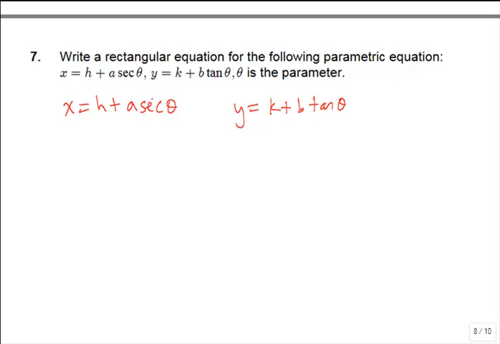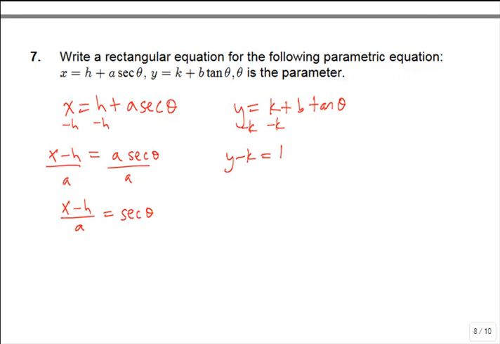So here's what we're going to do. To isolate this secant theta, let's move the h over to the other side. So this becomes x minus h equals a secant theta. And then I could divide both sides by a. So we have x minus h over a equals secant theta. Now let's do something similar for this one. I'm going to subtract k, and then I'm going to divide by b. So I'm trying to isolate that tangent as much as I can.